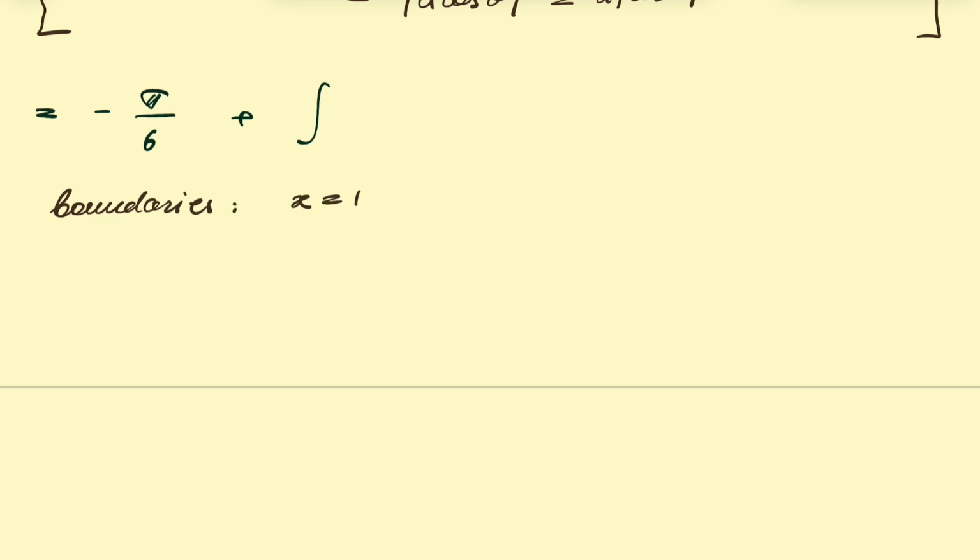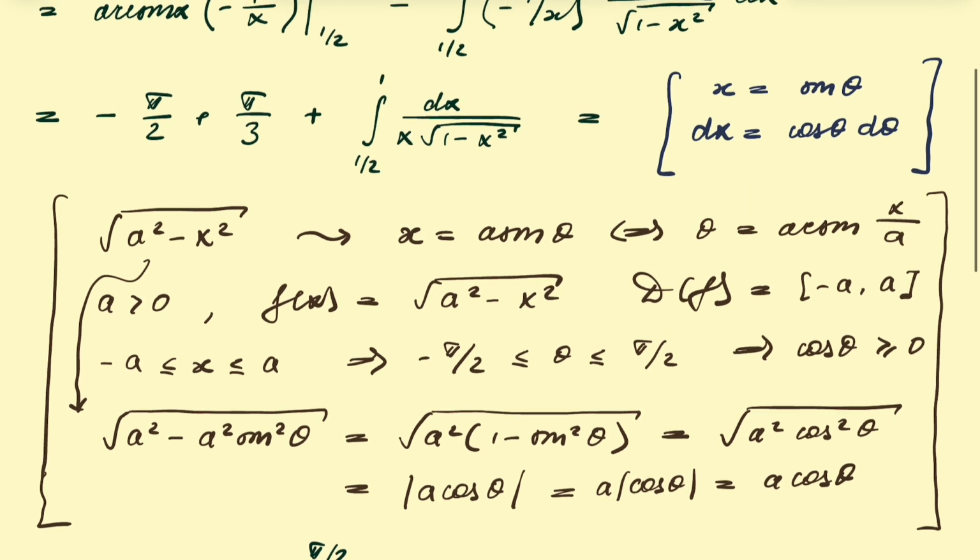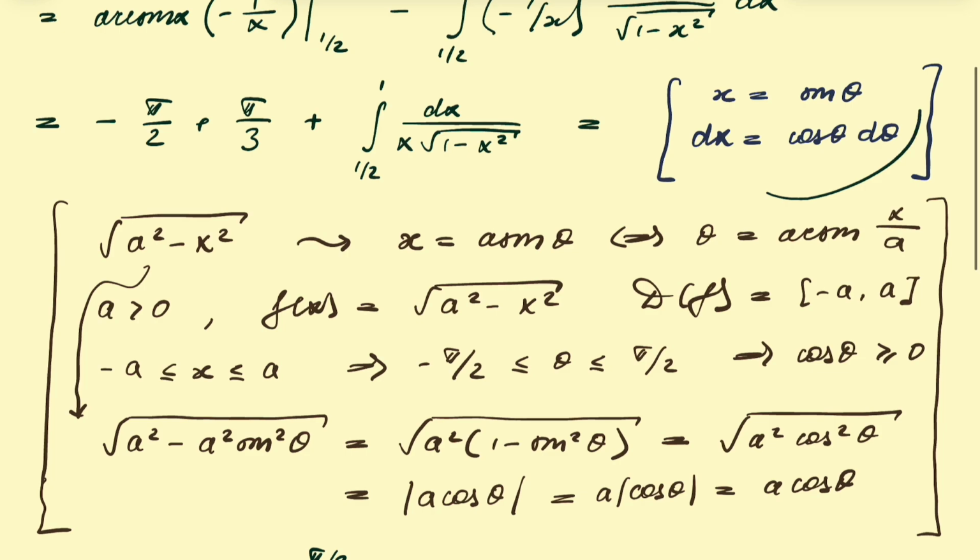First one is x equal to 1, which is sine of theta equal to 1, and theta is pi over 2. Also we have x equal to 1 over 2. In this case we have theta equal to pi over 6, right? We have our boundaries in our hands, so it's from pi over 6 to pi over 2. Now instead of dx we have cosine of theta d theta.